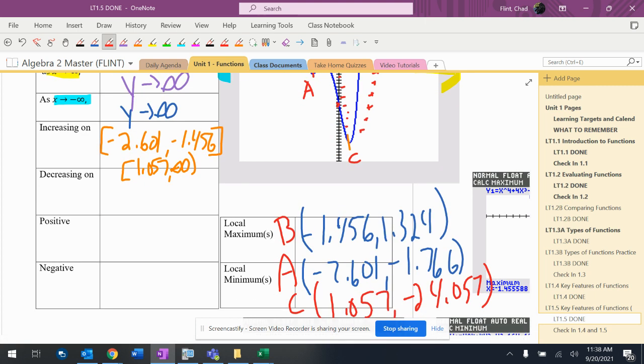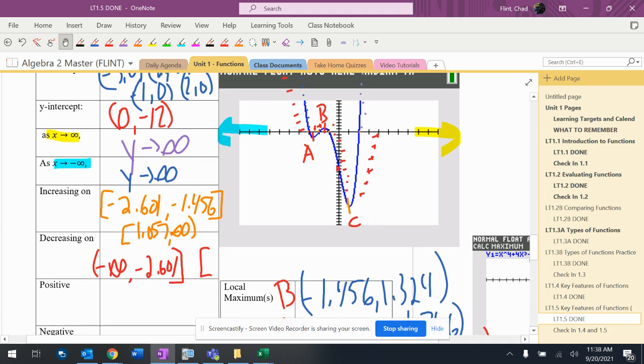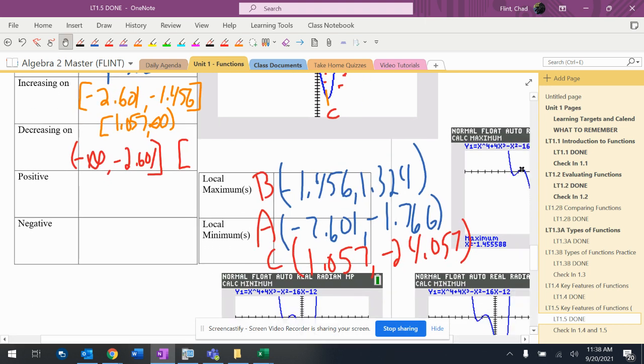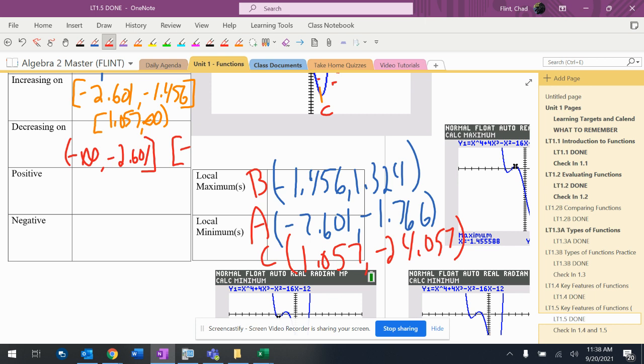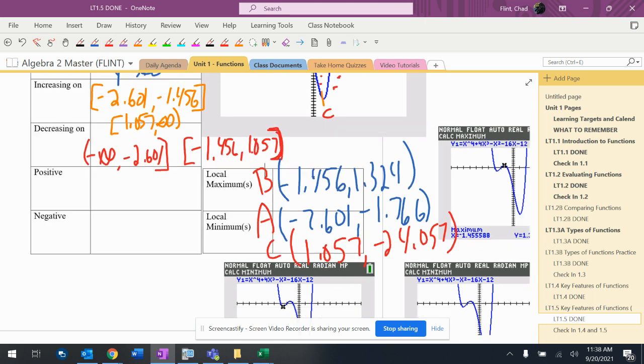All right, and it's decreasing from negative infinity, that is an 8, I will continually do that, over to point A, which is negative 2.601. And then it's also decreasing between B and C, which means from negative 1.456 over to 1.057. That kind of bracket. Oh, so sorry. All right, so there's that.